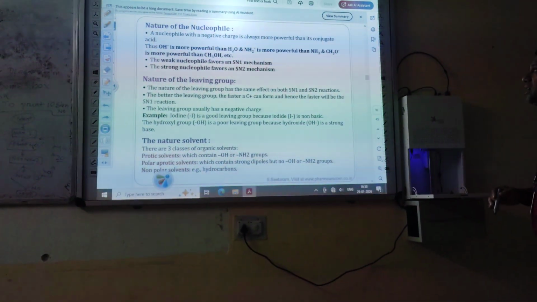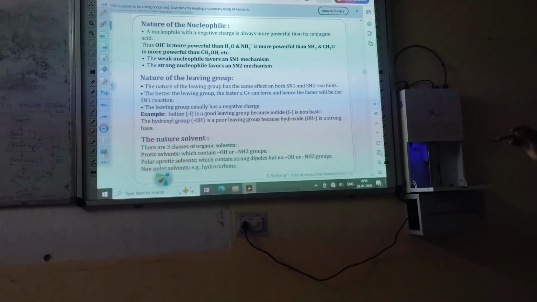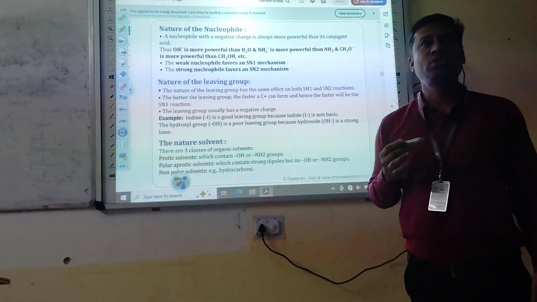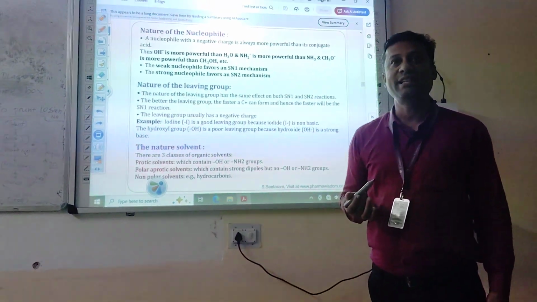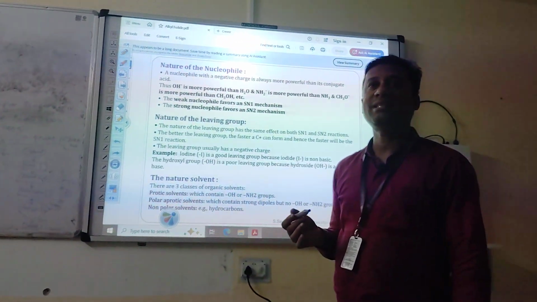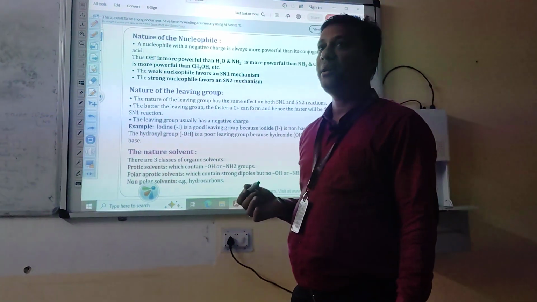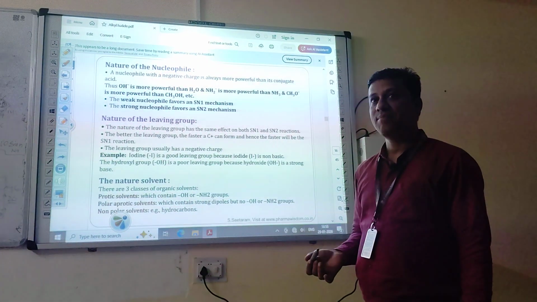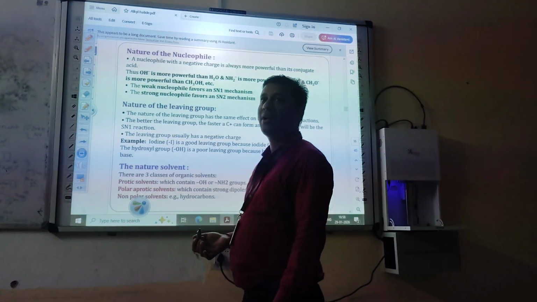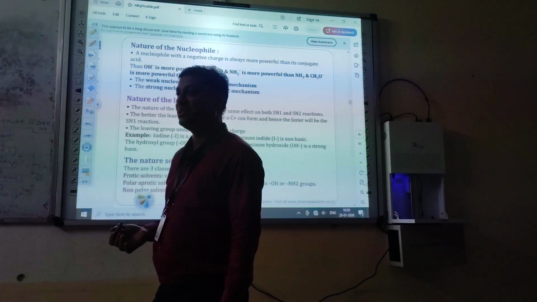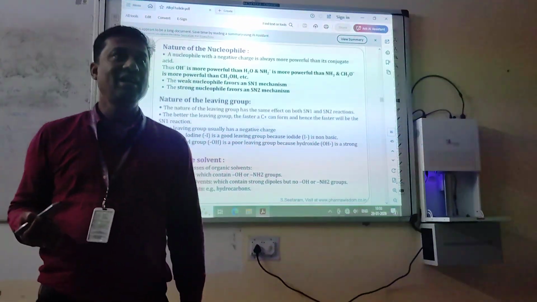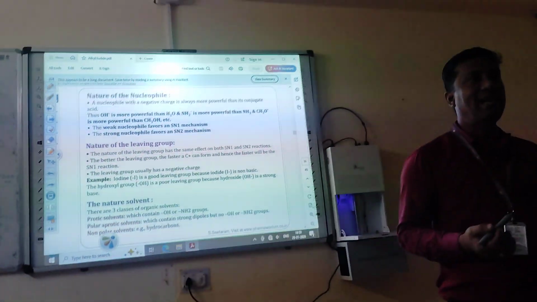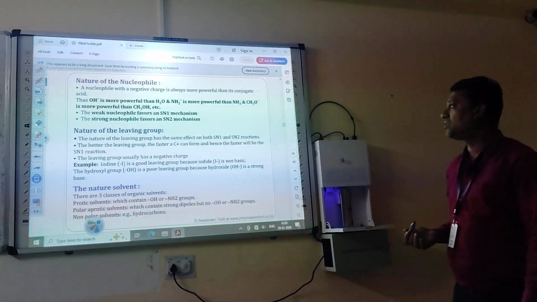Then nature of the nucleophile. A nucleophile with a negative charge is always more powerful than its conjugate acid. Acid, conjugate base, base, conjugate acid. If the acid is strong, then its conjugate base is what? Weak. If the base is strong, its conjugate acid is weak. For example, hydrochloric acid, is it a strong acid or a weak acid? Strong acid, and its conjugate base is Cl minus.